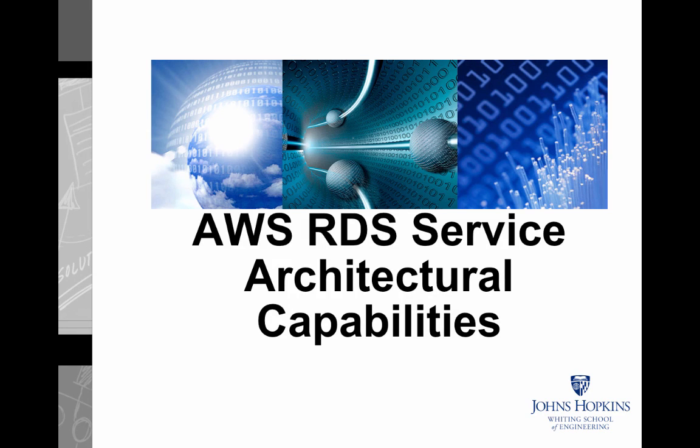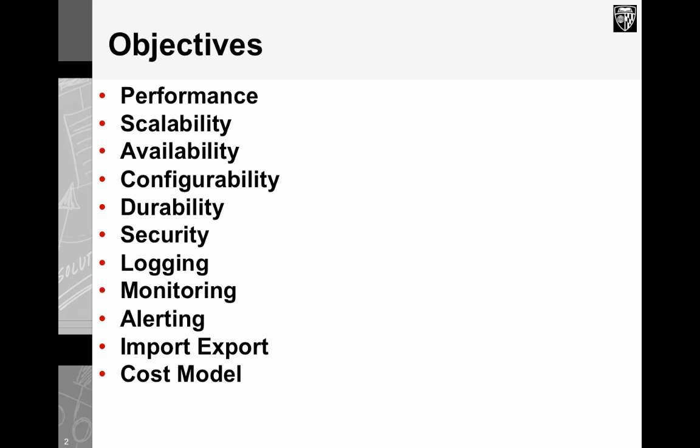AWS RDS service architectural capabilities. In the last section, we saw how we can launch a DB instance and how we can connect to the DB instance, create databases, create tables, and interact with the database. In this section, let's look at the RDS architectural capabilities in a little bit more detail.